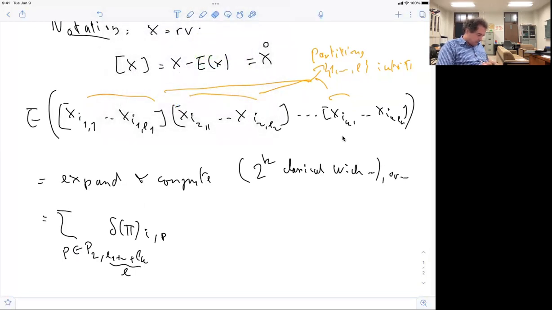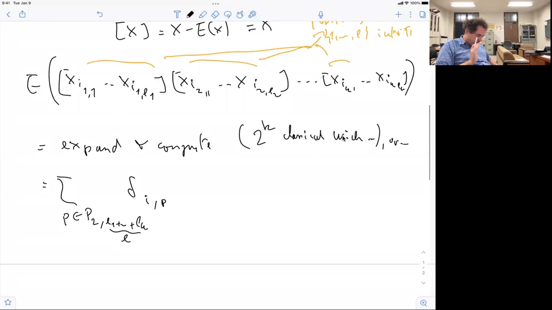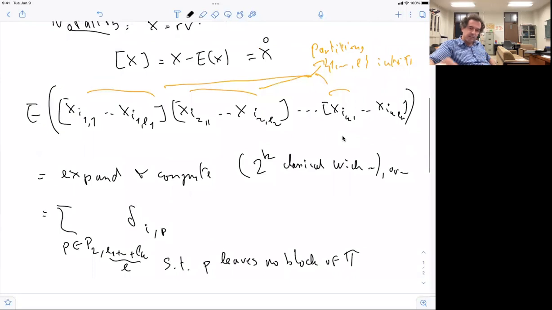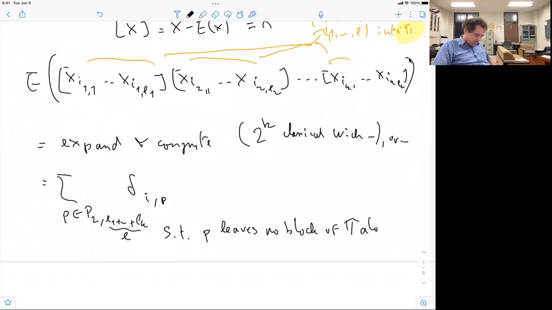Oh, sorry. Well, actually, I could do it that way, but I will do it slightly differently. I'm going to keep this, even simpler. I'm already moving forward to Weingarten. So here what we have is the sum over all pairings p such that p leaves no block of the partition pi alone. The partition pi, I still need it, this one here.